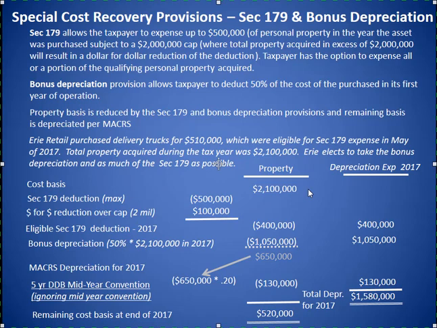So my total depreciation expense would be equal to my $400,000 for Section 179, my $1,050,000 for bonus depreciation, and $130,000 for my MACRS depreciation, which would give me a maximum depreciation expense in 2017 of $1,580,000. And of course, that amount has to be subtracted from my cost basis of my property. So the remaining cost basis at the end of 2017 would be $520,000.